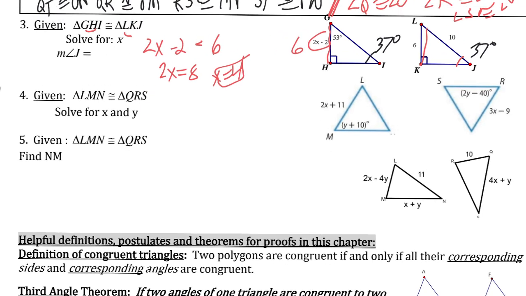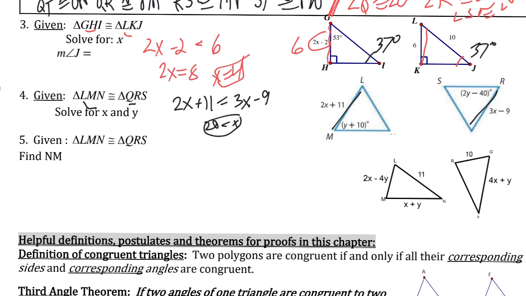So for this one here, you can see that LM corresponds or is congruent to QR. And so LM and QR are equal in length. So you can do 2x plus 11, and you can set that equal to 3x minus 9. You solve that and you get x is equal to 20. Okay, so x is 20.